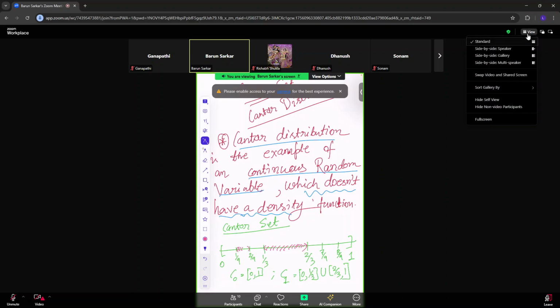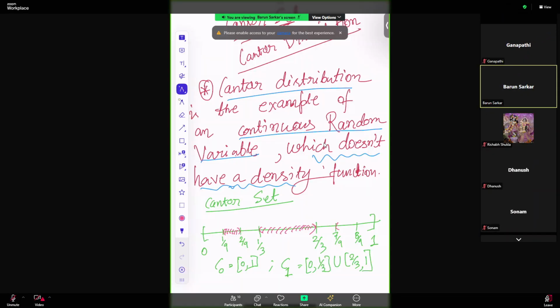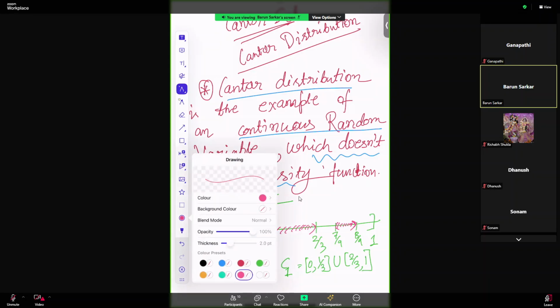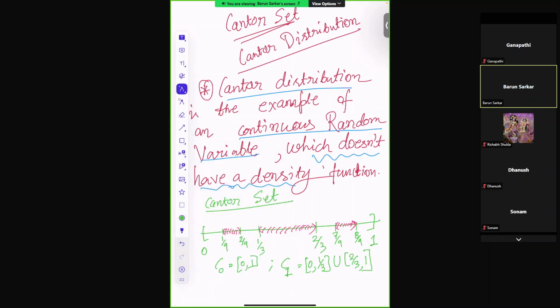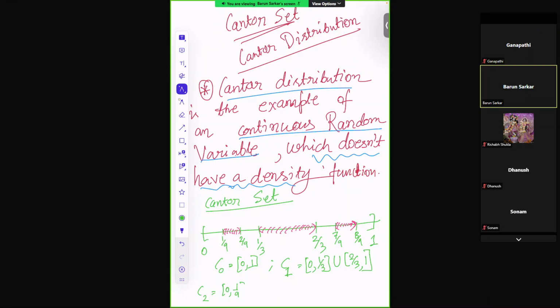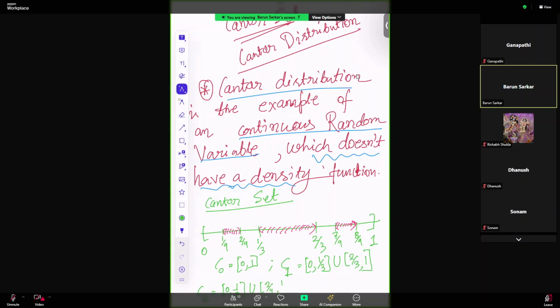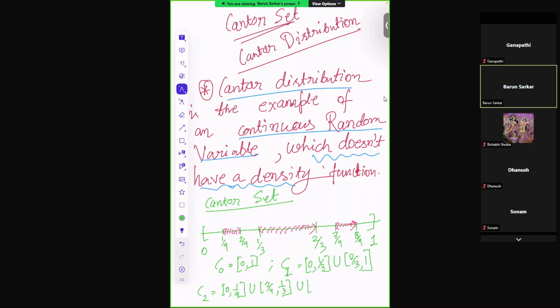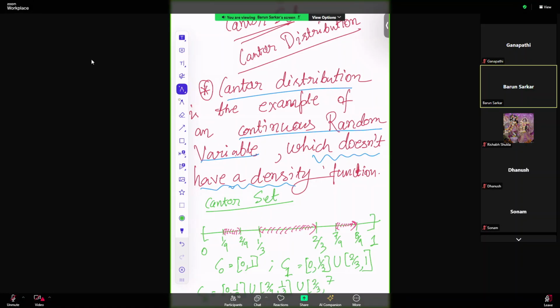Middle things, I continue to delete. Okay. So what is now my C2? My C2 is [0, 1/9] union [2/9, 1/3] union [2/3, 7/9] union [8/9, 1].